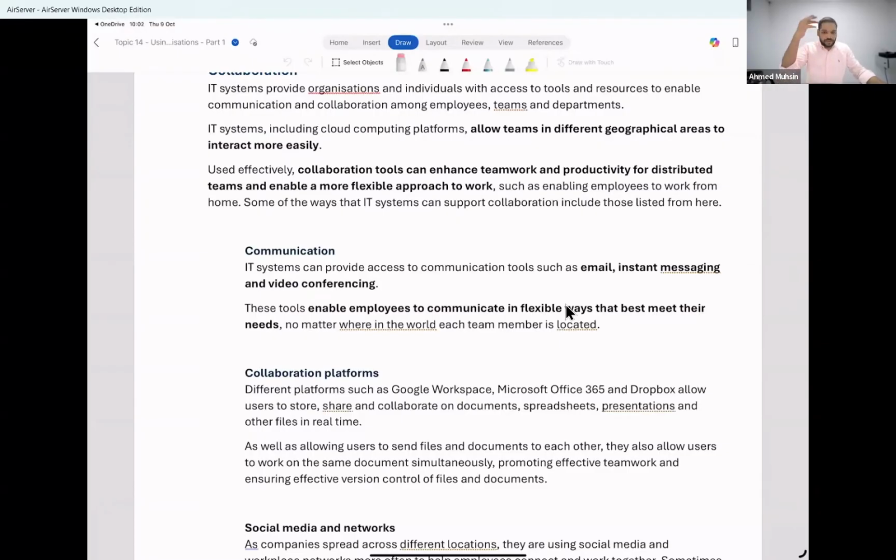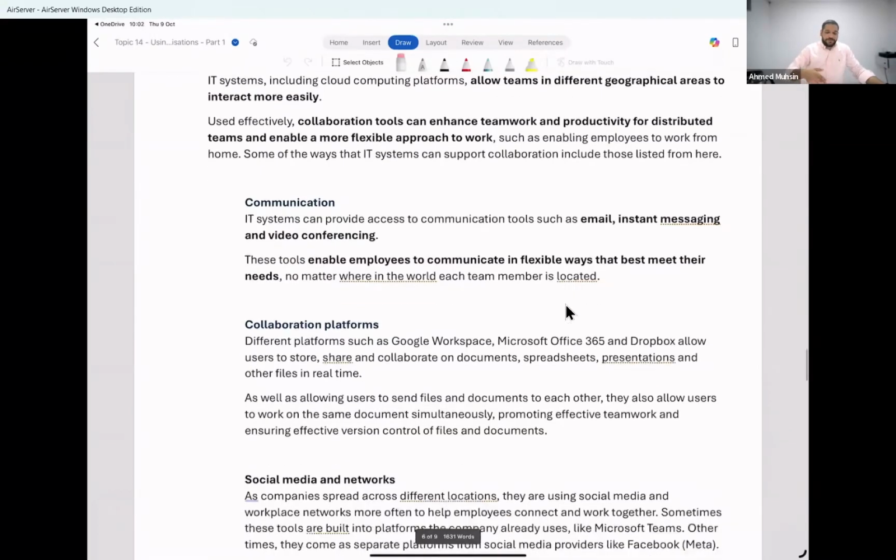Okay, keep reading it. I'm going to show you some more sophisticated tools, but you all get it. Okay, read it. IT systems can provide access to communication tools such as email, a very old tool, but still used. Instant messaging, currently being heavily used. Video conferencing, heavily being used. These tools enable employees to communicate in flexible ways that best meet their needs, no matter where in the world each team member is located. So everybody read the next one and then I want to show you a video.